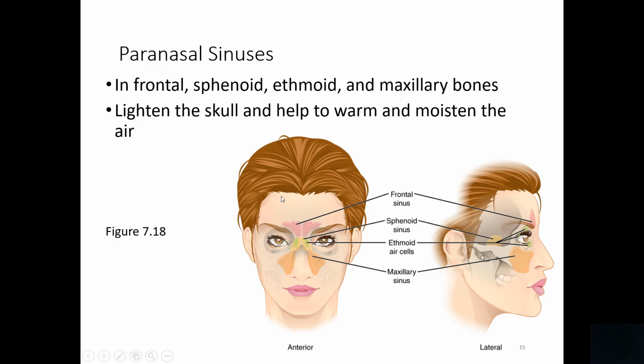Paranasal sinuses are openings inside of the bones. That would be the frontal sinus in the frontal bone. Then we have small ethmoid sinuses, sometimes called air cells because they are so small. Deeper into the head we have the sphenoid sinus. And finally, in our maxillary bones we have maxillary sinuses, the largest ones. They not only make our skull lighter, but they also help to warm and moisten the air, and some amount of mucus is produced in those sinuses.